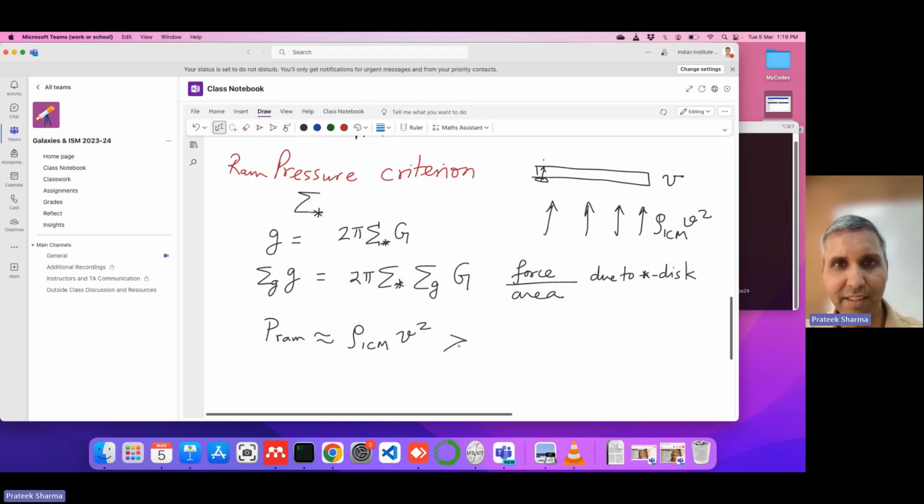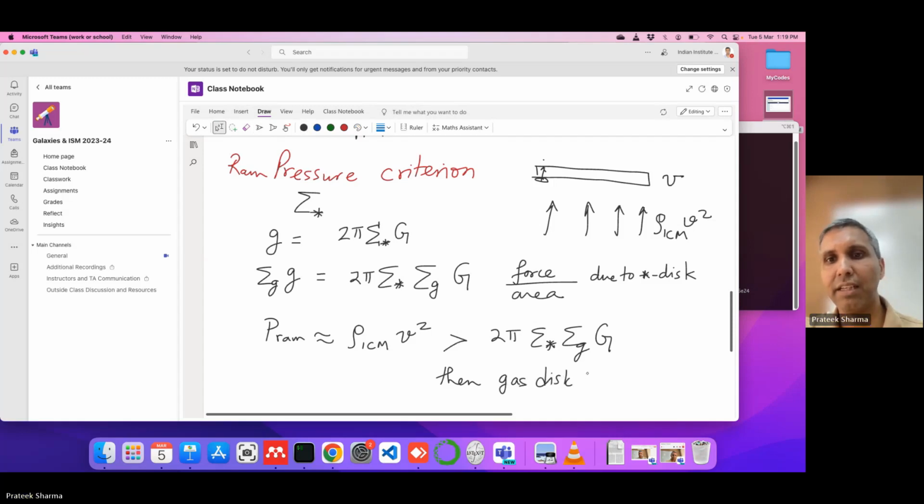If this exceeds 2 pi sigma star sigma g, then your gas disk will get stripped, right? Basically, the gravitational force which is holding the disk gas together will be overwhelmed by this ram pressure, which is trying to just take this gas with it. Okay, so this is the ram pressure stripping criterion.